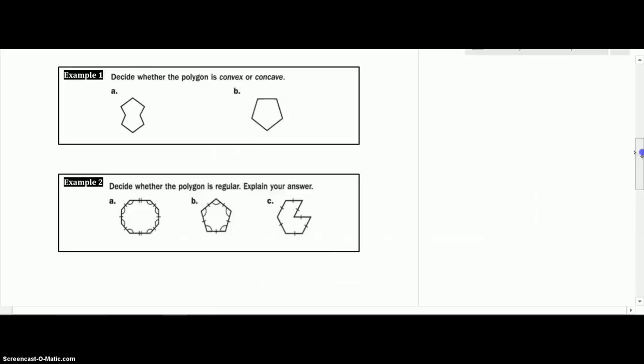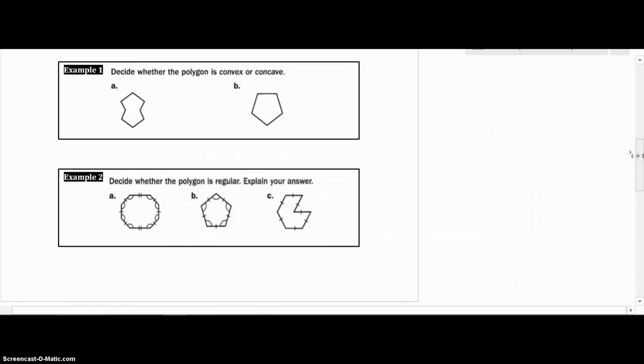Okay, example number 1, decide whether the polygon is convex or concave. In example A, you can see that it caves in on itself here, so this is concave. And B is convex because all of the vertices point outward.